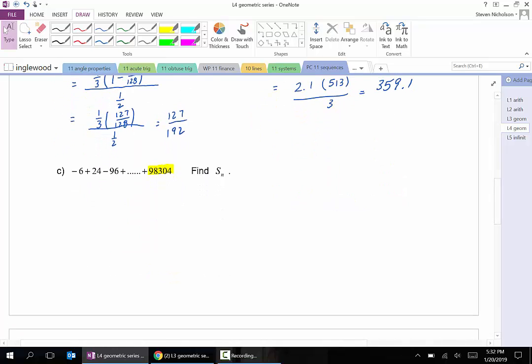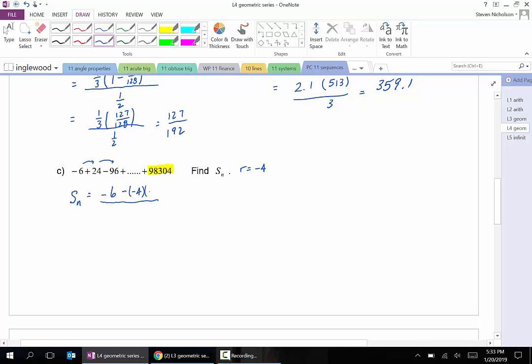And finally, this last one, again, we have to use the second formula because we don't have the number of terms, but we do have the last term. So this one, S of n, we don't know what it is right now, is equal to T1 times negative 6 minus r. Well, again, r, how do I go from negative 6 to 24 and 24 to negative 96? Well, we multiply by negative 4. So r is equal to negative 4.